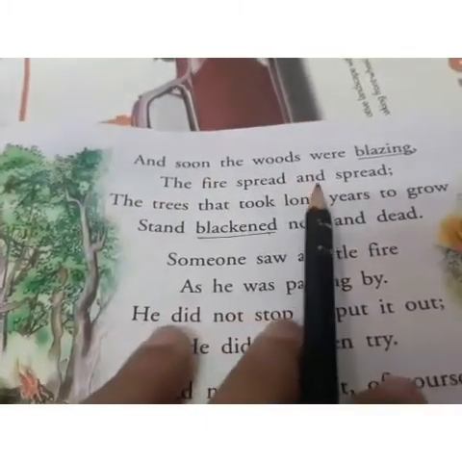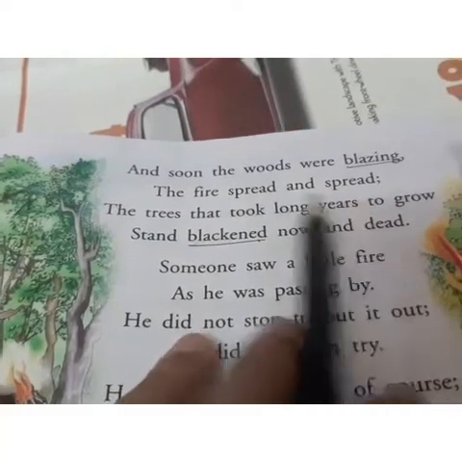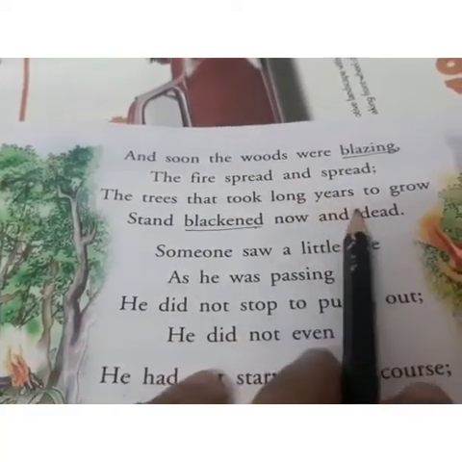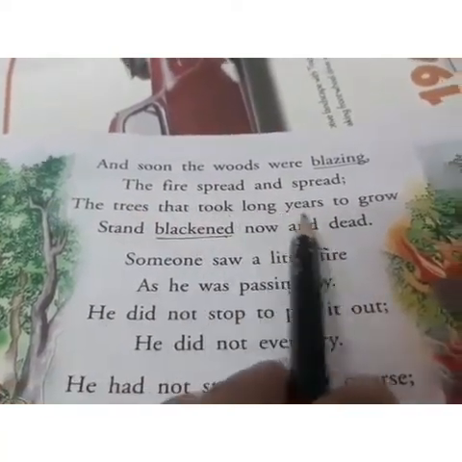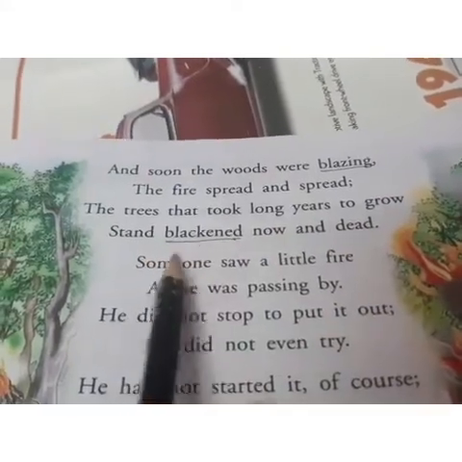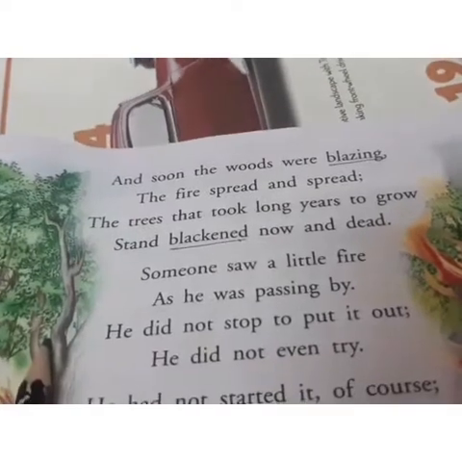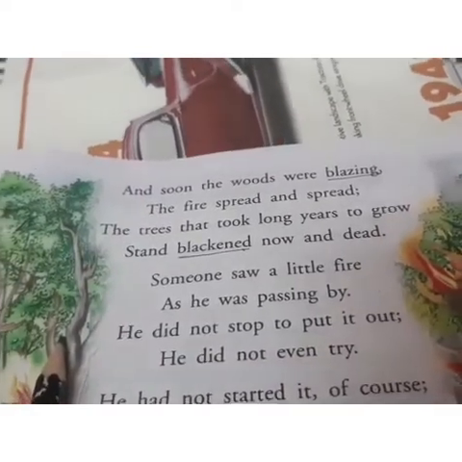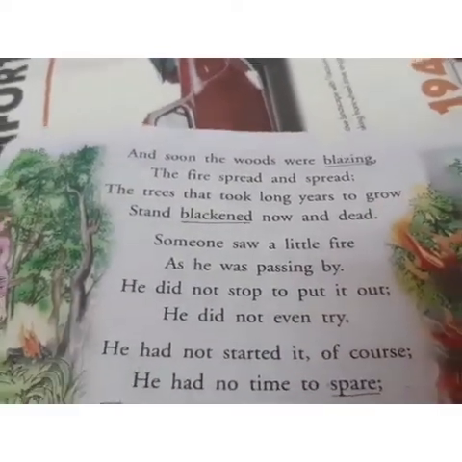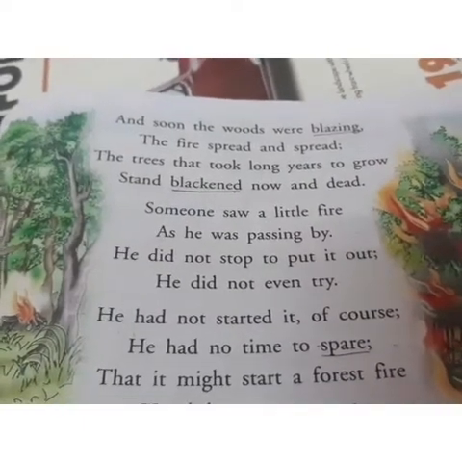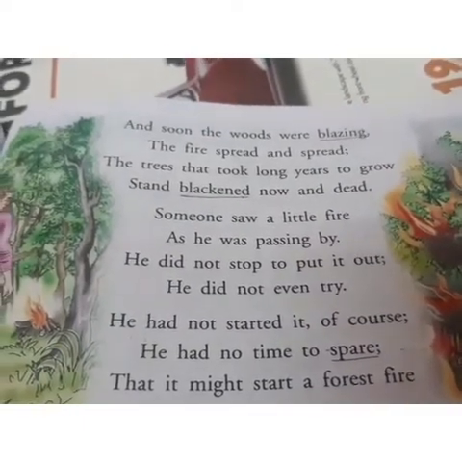And soon the woods were blazing, the fire spread and spread. The trees that took long years to grow stand blackened now and dead. So soon the woods were blazing. It takes no time for the fire to spread, and especially if the wind or the breeze is there, the fire spreads very quickly, you know that.